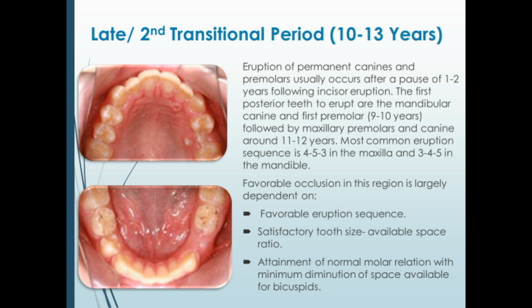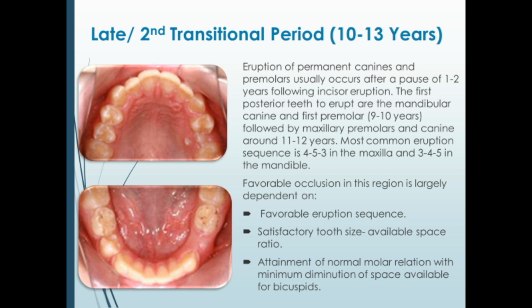Late second transitional period, from 10 till 13 years. The second transitional period involves replacement of molars and canines by the premolars and permanent canines respectively, and the emergence of second permanent molars. Exfoliation of mandibular primary canine at around 10 years of age usually marks the beginning of second transitional period. Eruption of permanent canines.